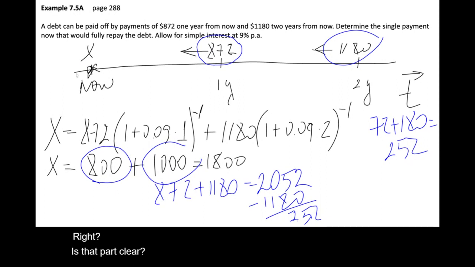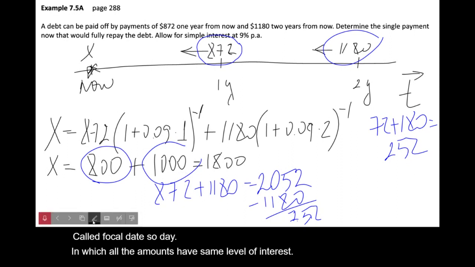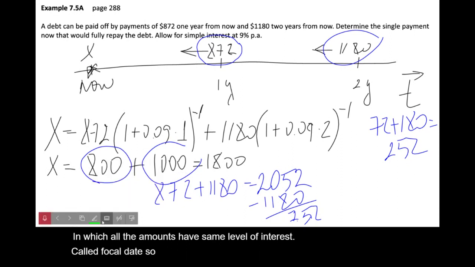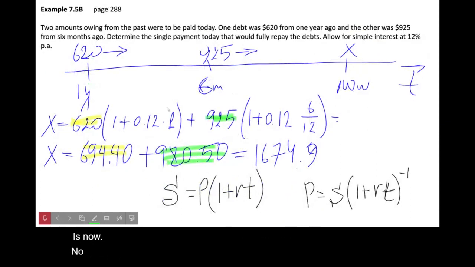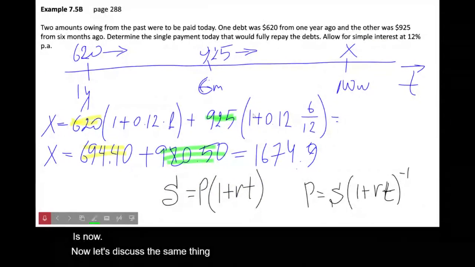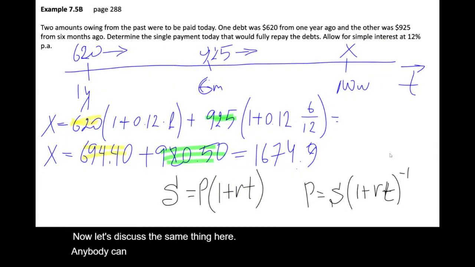Okay, so this day is called the focal date. The day in which all the amounts have the same level of interest is called the focal date. So I usually use that. So focal date is now. Now let's discuss the same thing here. Anybody can tell me what was the focal date for this question?